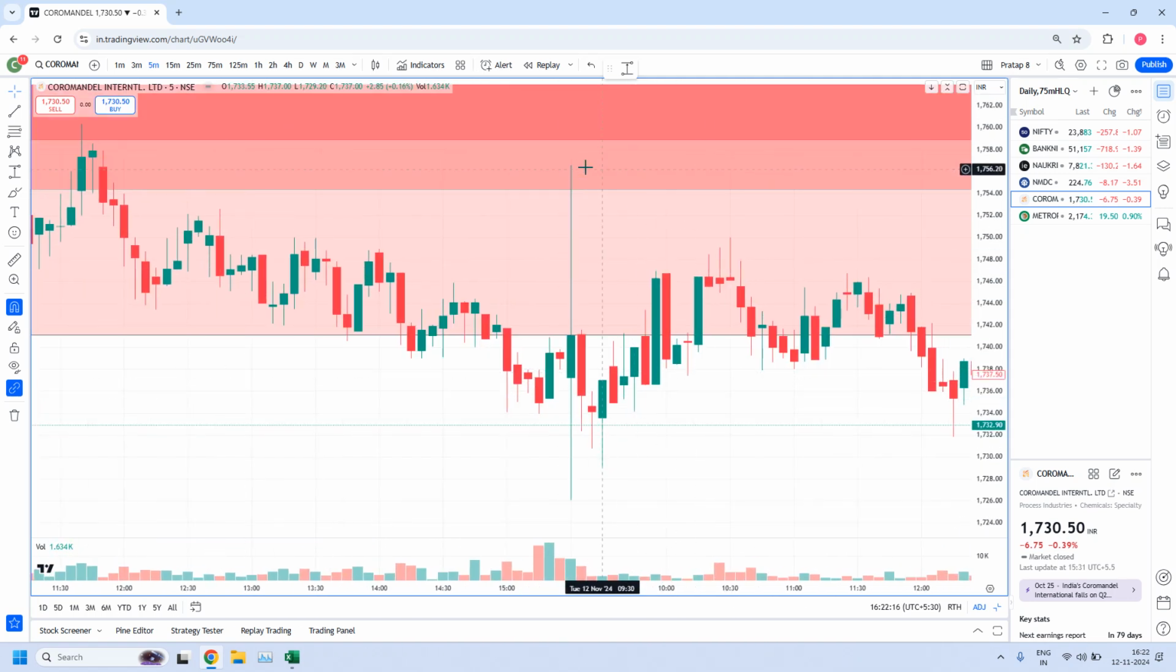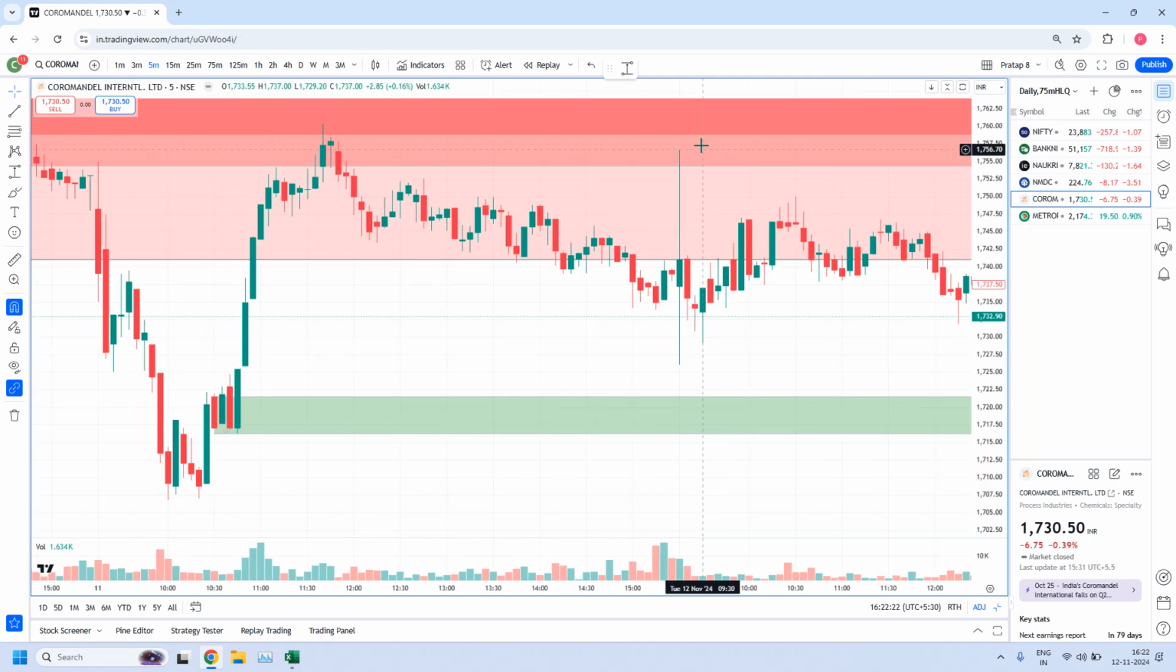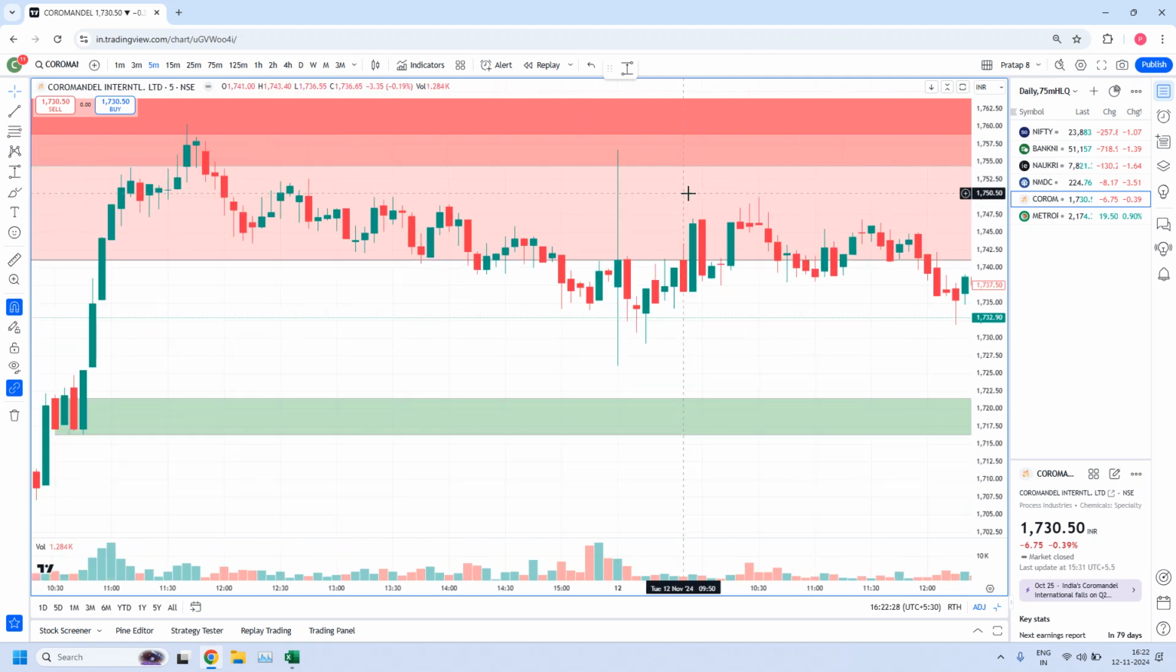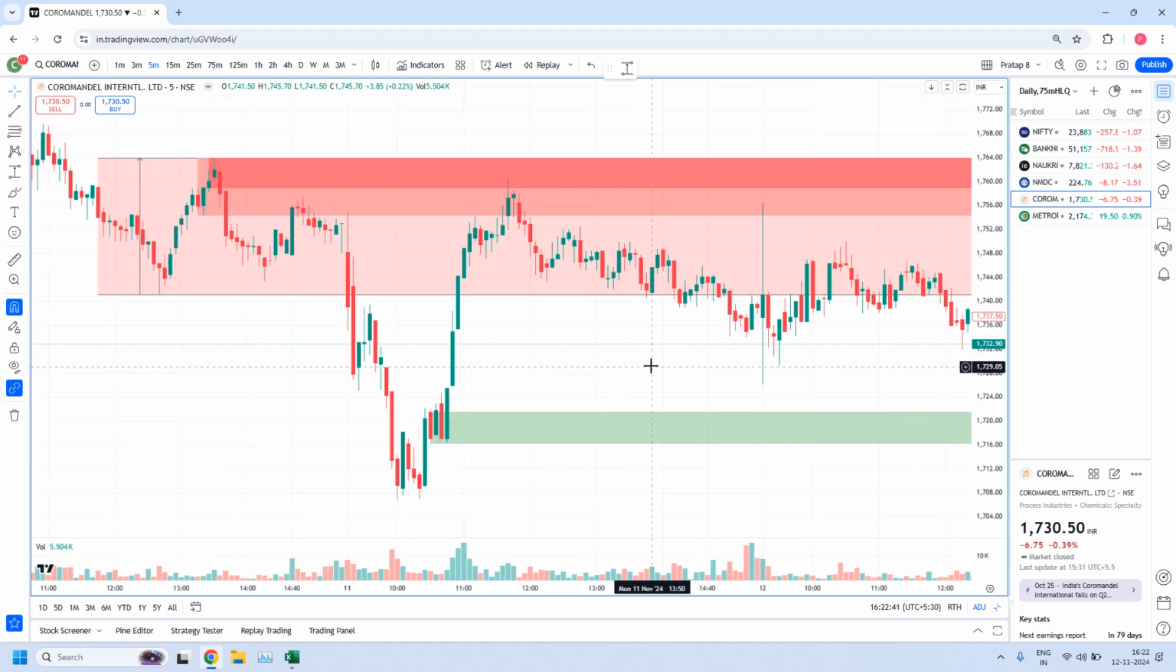But today what happened? Prices reached up to here. It didn't enter into this zone. So due to this reason, you can't take this trade as a successful trade. If you are taking this trade, this is beyond our accepted risk, that is beyond 2%. Beyond 2% is against our supply demand zone theory concepts.